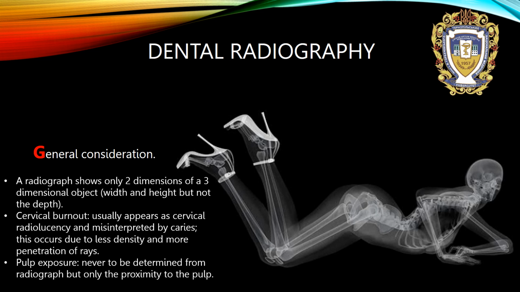General consideration. A radiograph shows only two dimensions of a three-dimensional object, width and height, but not the depth. Cervical burnout usually appears as cervical radiolucency and is misinterpreted as caries. This occurs due to less density and more penetration of rays. Pulp exposure can never be determined from a radiograph, only the proximity to the pulp.